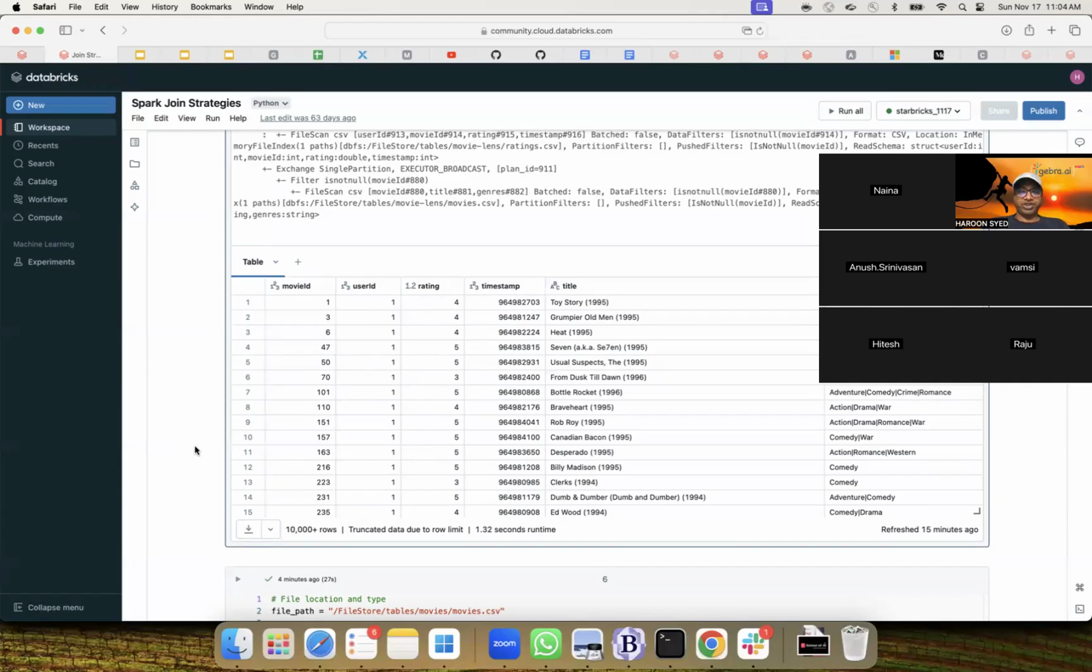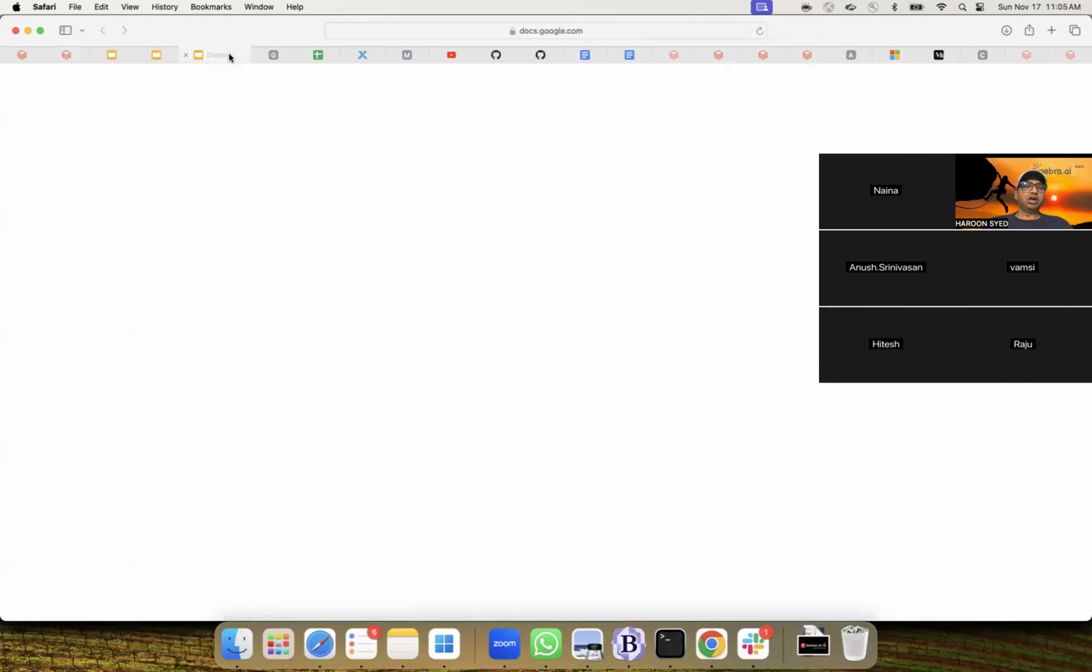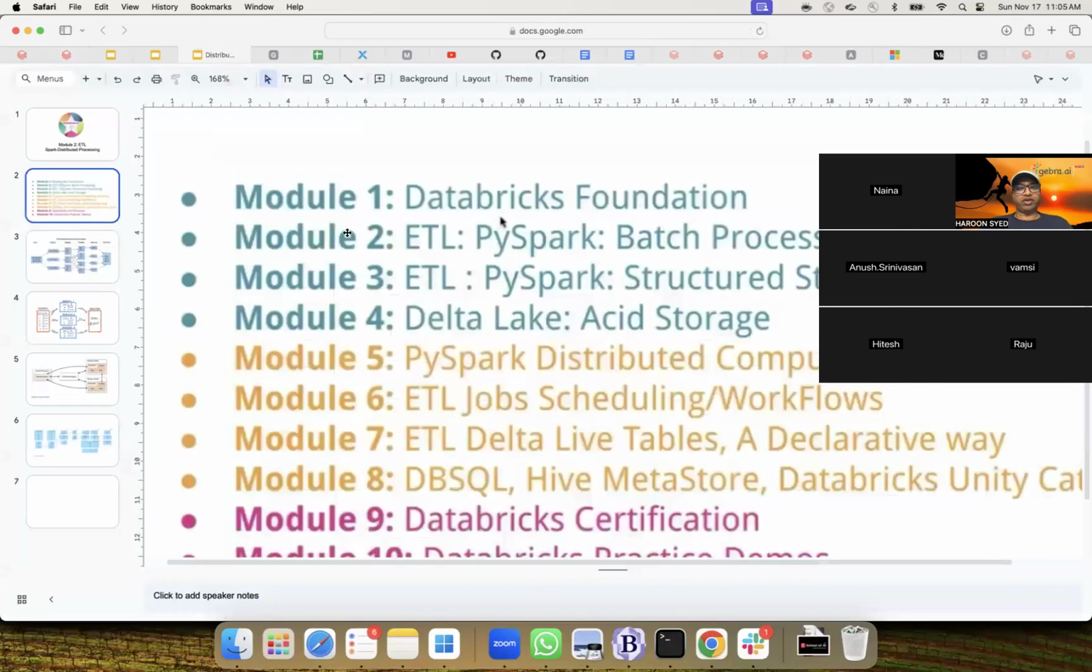I think with this, we wrap up the Spark internals. So we have covered foundation batch processing, structured streaming, distributed computing, and internals, right? So we will get started with the Delta Lake next week. So what is Delta Lake? What are the features of Delta Lake? How the transactions are tracked, what is time travel, how do we do time travel, and all of that we will start next week, and then move on to live tables, DLT tables. Okay.